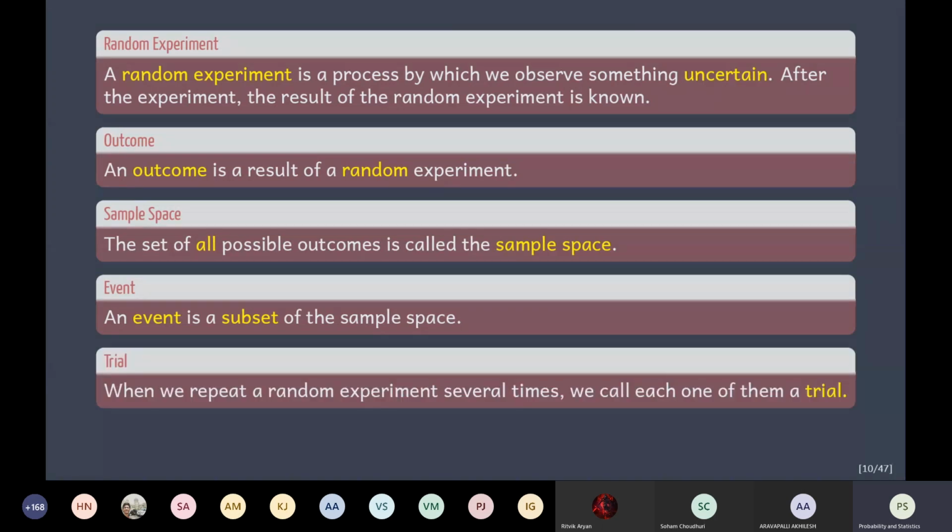When we repeat a random experiment several times, we call each of them a trial. These are just keywords that you should keep in mind.